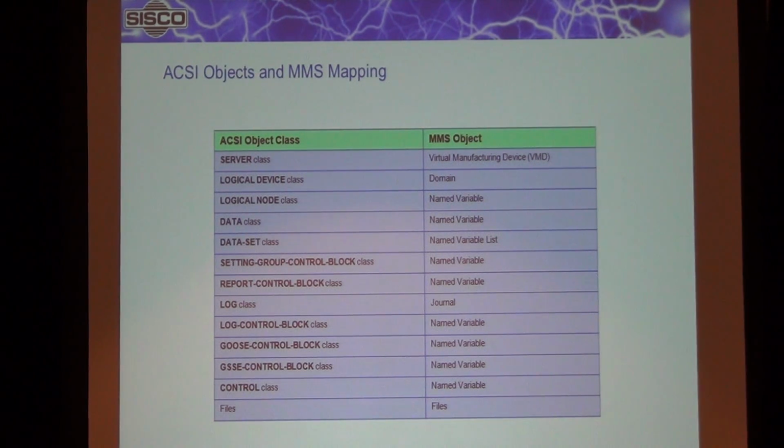So when a client makes a connection to the device and it wants reports, it goes to a report control block to tell the server how you want reports. It goes to a report control block to control GOOSE and to control other processes as well.